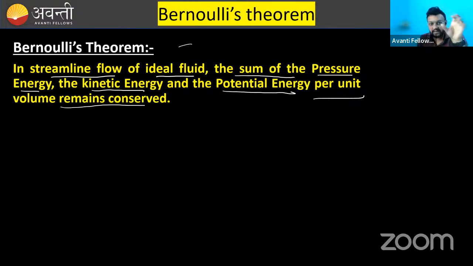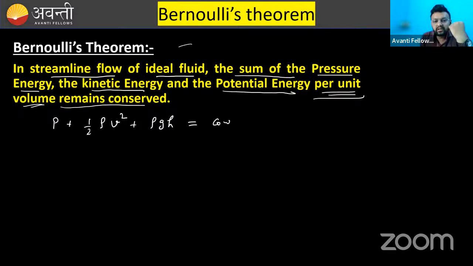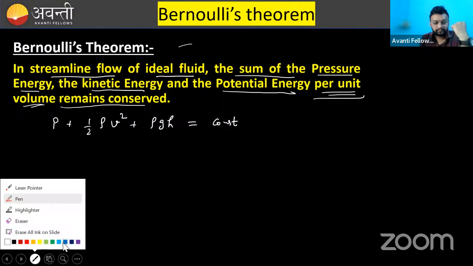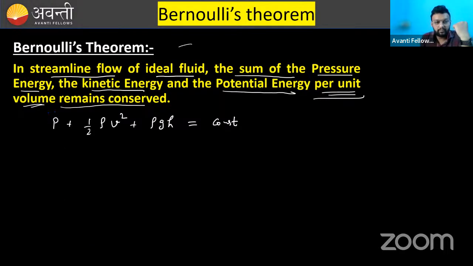I will write the statement in mathematical expression. The pressure energy and all these energies are taken per unit volume. So pressure energy per unit volume is nothing but P. The kinetic energy is half rho V square. And the potential energy per unit volume is rho g h. The sum is conserved. Conserved means constant. This is the statement of Bernoulli's theorem.